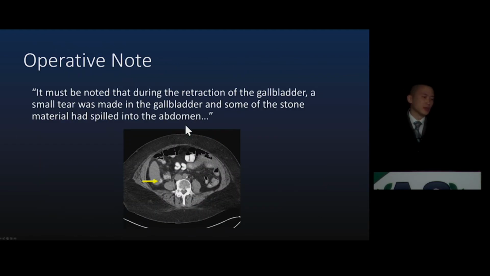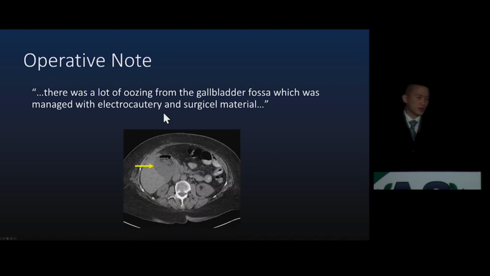So let's take a step back. We'll look at the operative note. The surgeon does note that they made a tear in the gallbladder and spilled some material, so that kind of explains our dropped stone. Reviewing further, they mentioned that they had some issues with bleeding, which they controlled with Surgicel material. So looking back at our image, this frothy appearance is a classic appearance for Surgicel material.